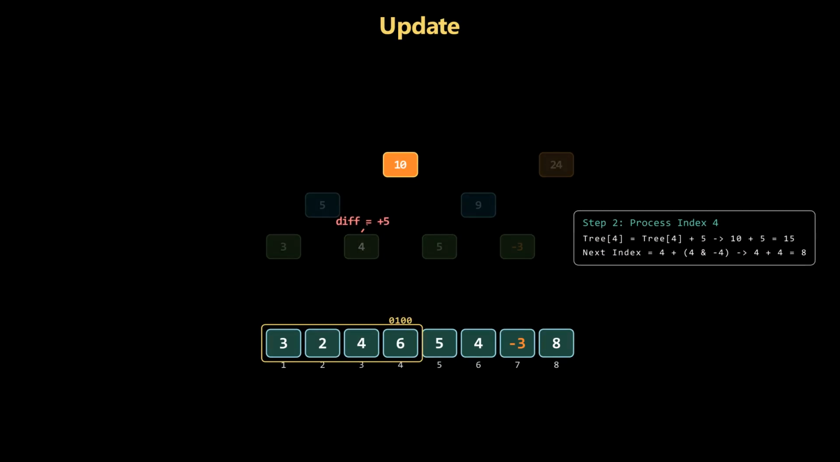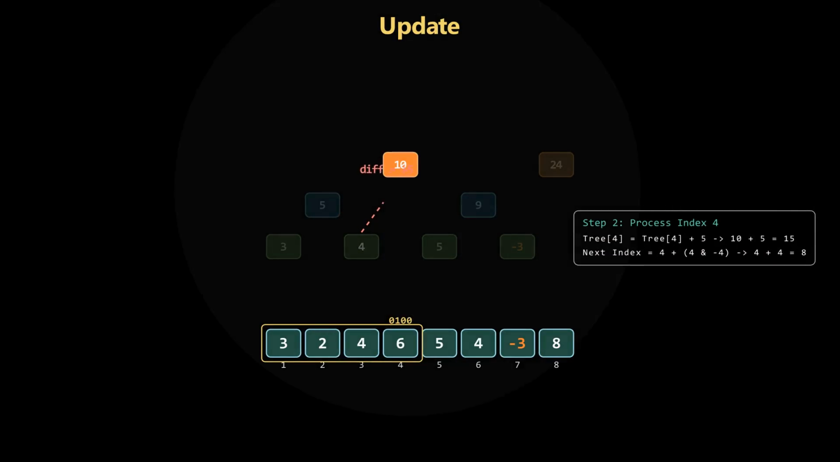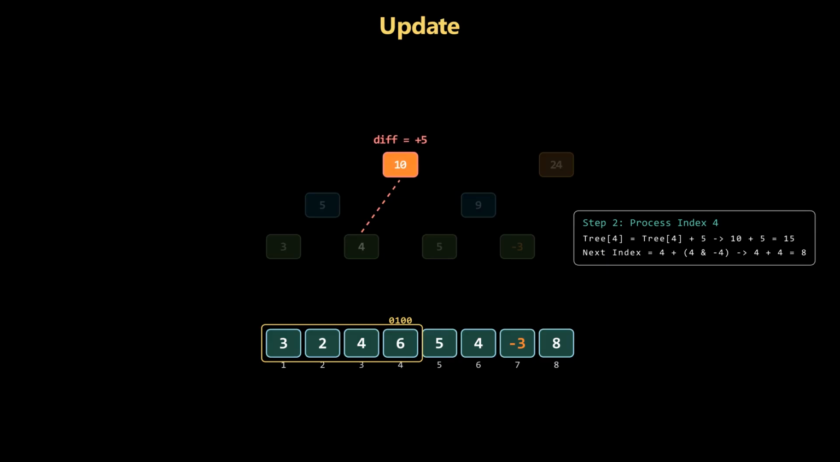Now at index 4, our pulse encounters a major power node. Since index 4's range covers elements 1 through 4, it inherently owns a piece of index 3. It absorbs the 5-unit shift, updating its sum from 10 to 15. We calculate our next upward step, 4 plus 4 equals 8. The tracking line vaults forward, targeting our final global parent.